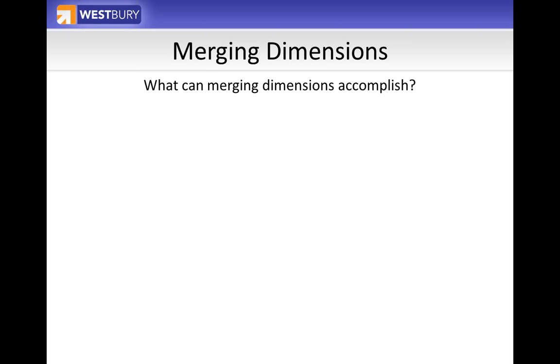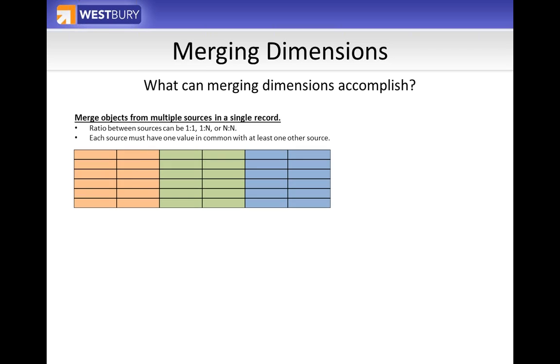So merging dimensions can accomplish two things. The first is that we can merge objects from multiple sources into a single record. This is probably what most users want to do when they want to merge data from multiple sources. So what this means is that, and if I can bring up my pen here.